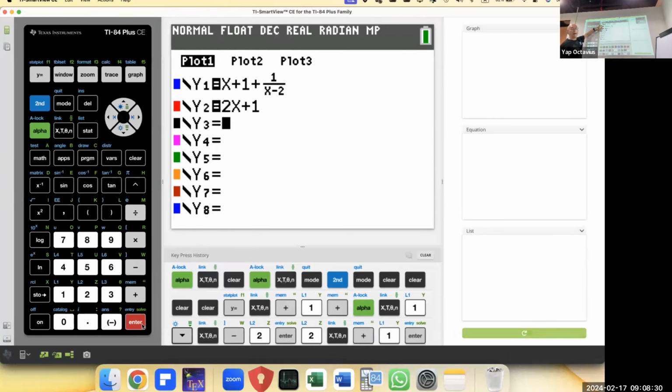this one already has this box inside the equal sign. This means that these two graphs will be plotted. So how do you generate the graph? Just press graph. Then you generate the graph.